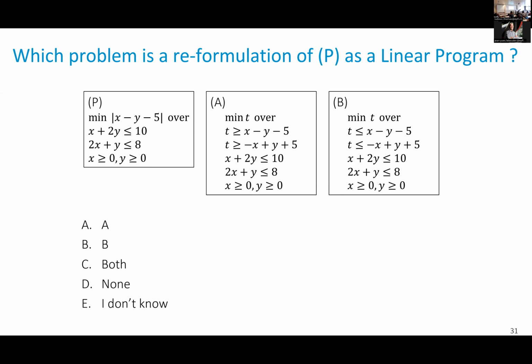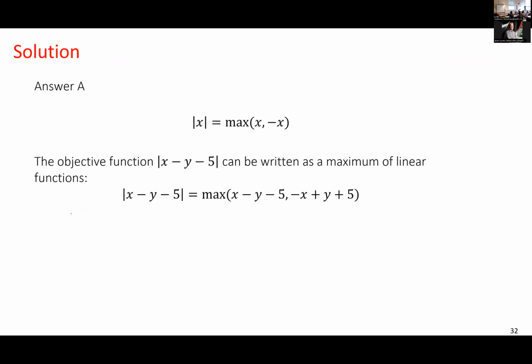Majority says A, which is the correct answer. The observation is this one. The absolute value of a number is the max between this number and the opposite of this number. It doesn't seem very useful, but that's a trick that can transform something as a max of linear functions. So the absolute value of this expression is the max of those two terms here.